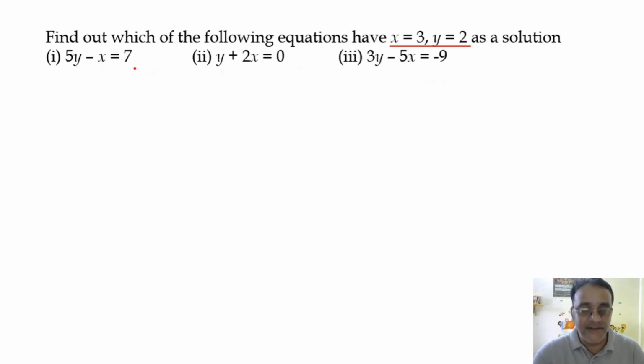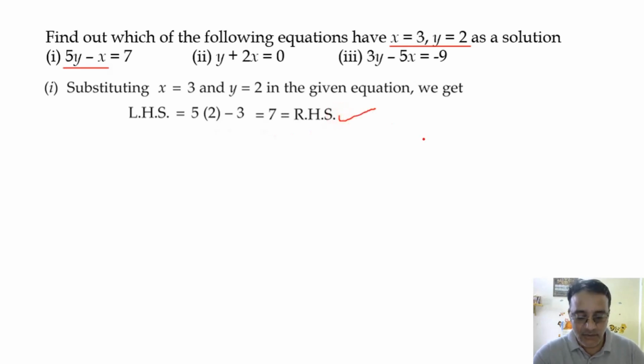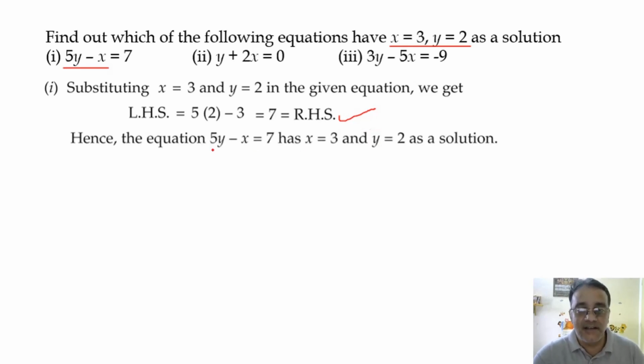So we are going to take the first equation. Substitute x is equals to 3 and y is equals to 2 in the given equation. We get, LHS, that is 5 into 2 minus 3, so we are getting 7. Because LHS is equals to RHS, it satisfies the equation. So hence the equation 5y minus x is equals to 7 has x is equals to 3 and y is equals to 2 as a solution. Any doubt in first bit?